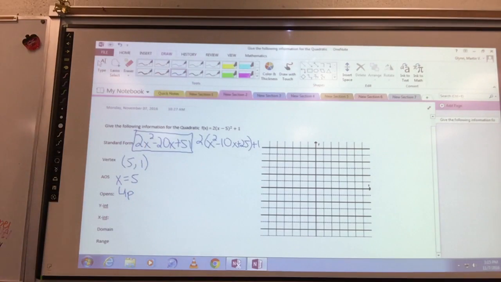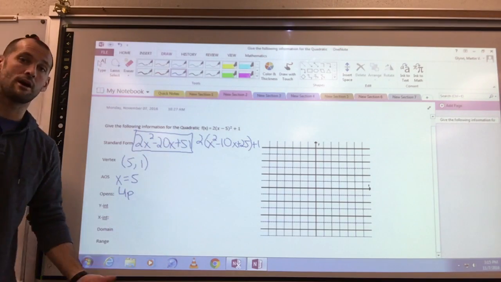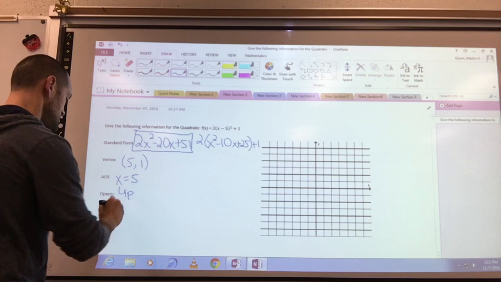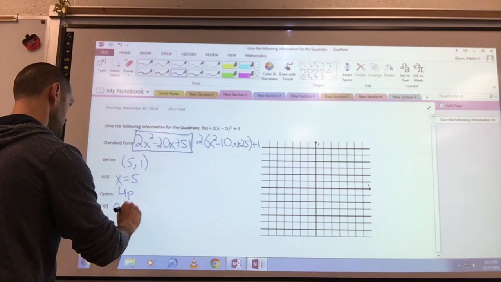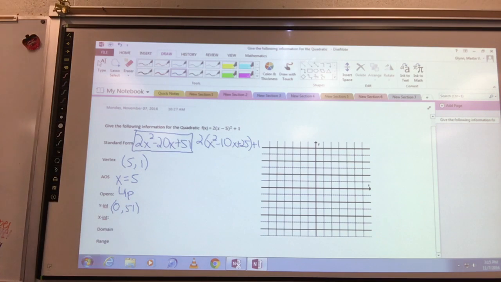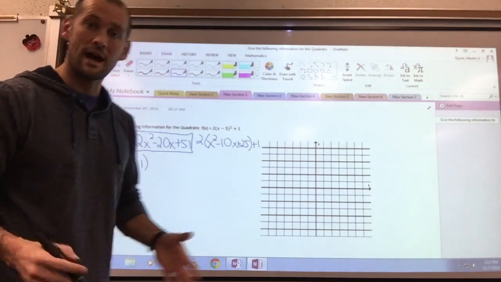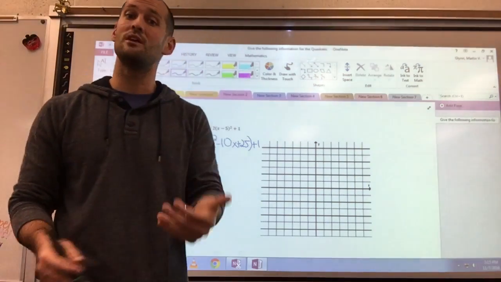And there's my standard form. Now looking at my standard form, I also now know my y-intercept, 0, 51. Now, let's take a look at the x-intercept. Make y 0. Now you're solving. Okay, this is solving. You have options.